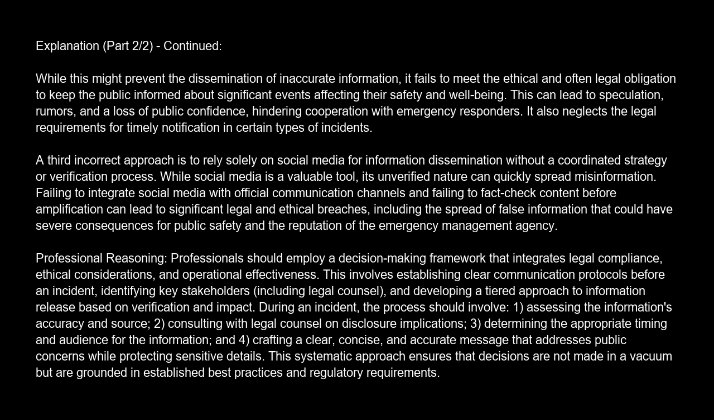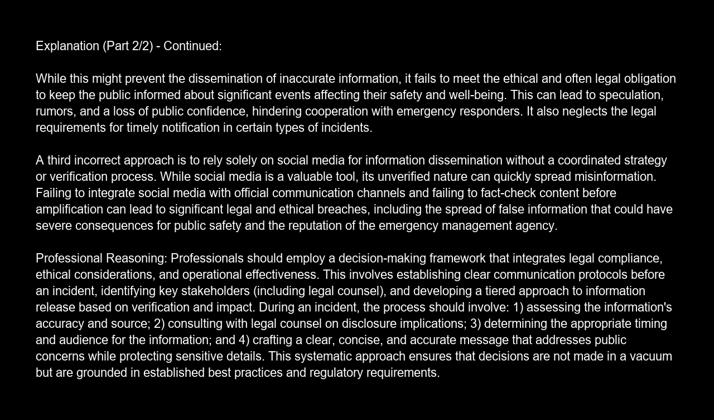Professional reasoning. Professionals should employ a decision-making framework that integrates legal compliance, ethical considerations, and operational effectiveness. This involves establishing clear communication protocols before an incident, identifying key stakeholders, including legal counsel, and developing a tiered approach to information release based on verification and impact.